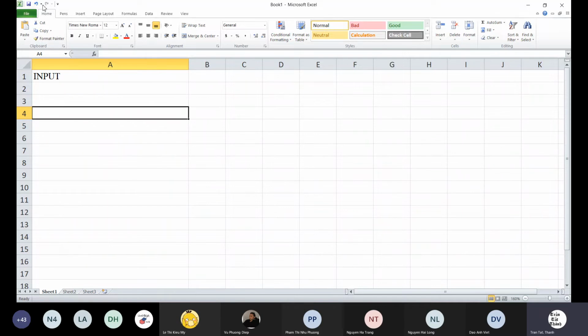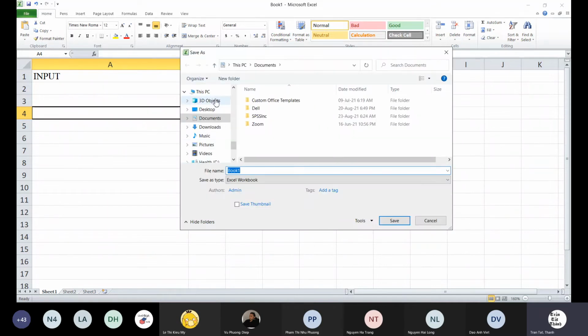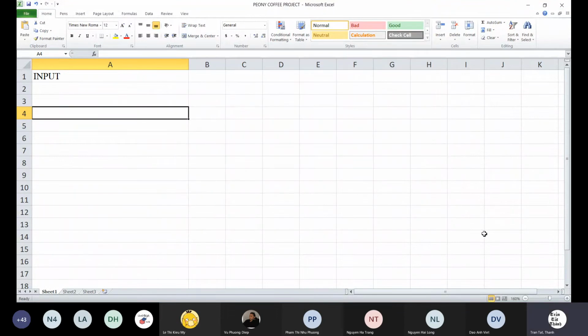I'm going to save the file on desktop as the Peony Coffee project. Okay, I saved it already.